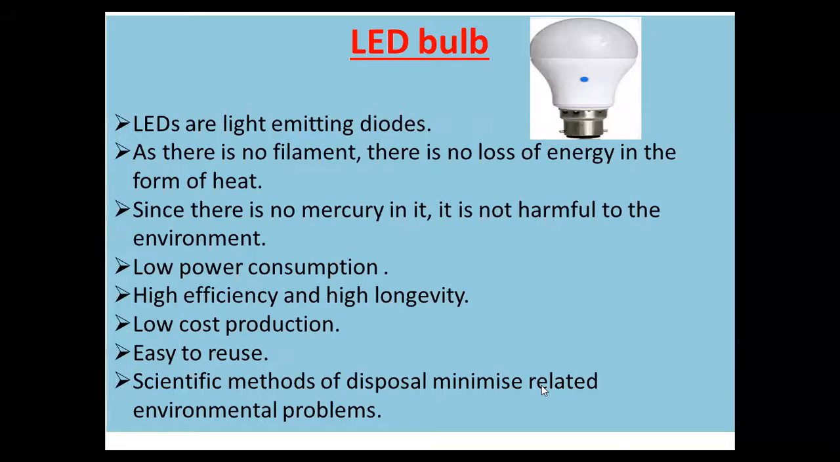As there is no filament, there is no loss of energy in the form of heat. In incandescent lamps and other discharge lamps, there is a filament. In an incandescent lamp, the filament causes some loss of energy in the form of heat, because the light comes from the heating effect of the filament. That is the main disadvantage of the incandescent lamp. But LED bulbs have no filament. That's why there is no loss of energy in the form of heat.